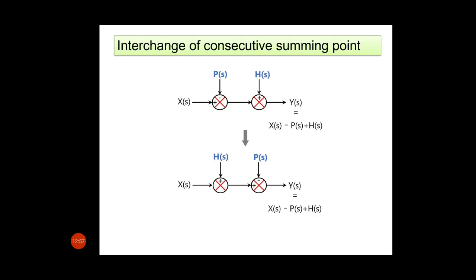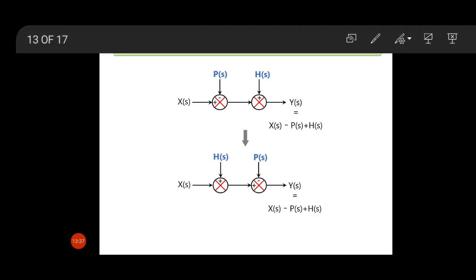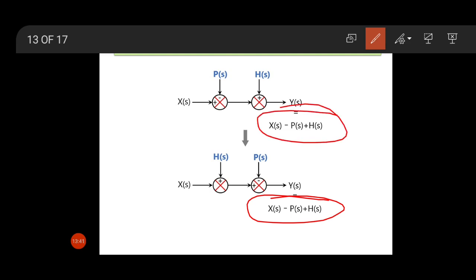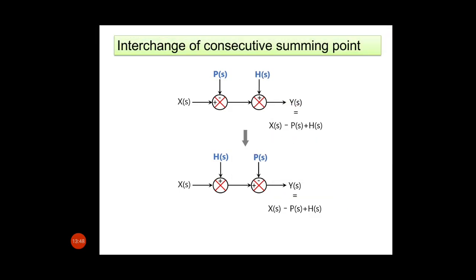Now come to the modified diagram. Here the input signal is X(s), and after changing the summing point position, the output from the first summing point is X(s) plus H(s). This X(s) plus H(s) comes to the next summing point, where we add and subtract the value of this second summing point. So the output is X(s) plus H(s) minus P(s). This output and this output are the same. So after interchanging the summing points, we get the same output. Now coming to the next rule.